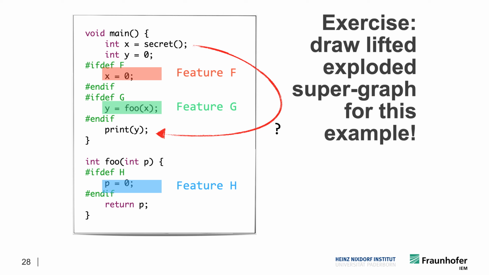Now as a little exercise, I'm asking you to draw the lifted exploded supergraph for this example. Here we are assuming that we have an IFDS-based taint analysis, like I showed you earlier, for that particular example. But now we want to lift it using the approach I just showed you. So draw an exploded supergraph that has feature annotations on the edges. This will certainly take you a few minutes, so I encourage you to pause the video now, do this in your own time, and when you're done, you can return to the video and I will explain the solution to you.